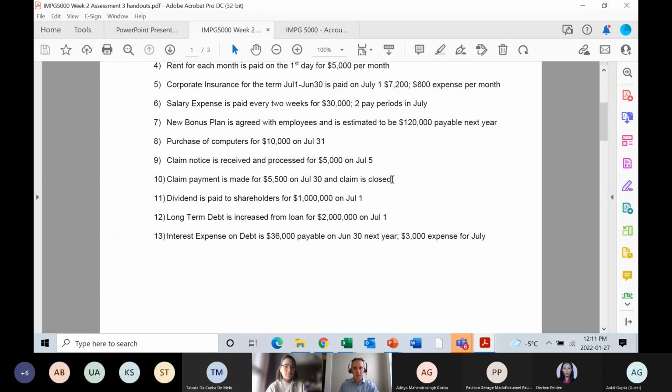But when we say the claim is closed, that means we're putting the claim liability to zero, right? We're saying we don't believe there's any more payments to be made on this claim. All right, so we're going to go through these two, 9 and 10, right now in detail.